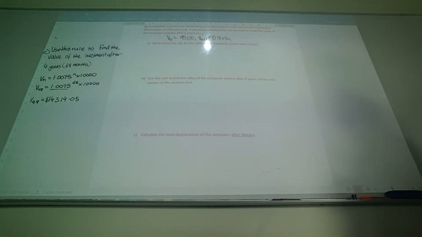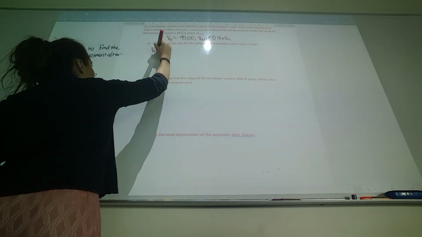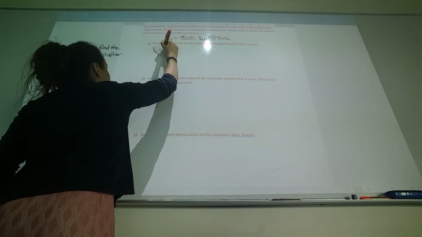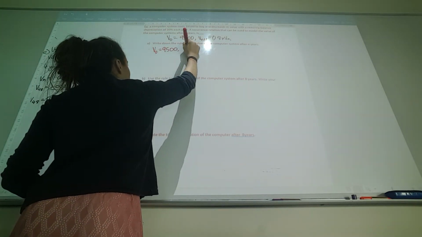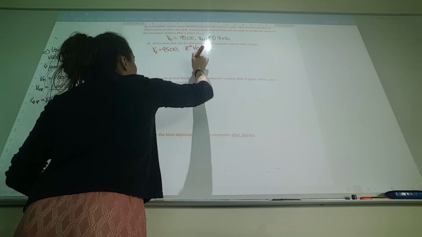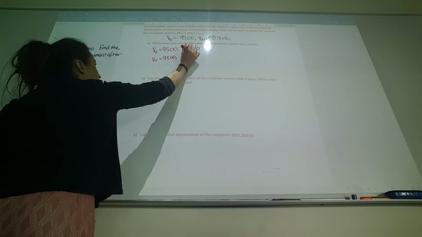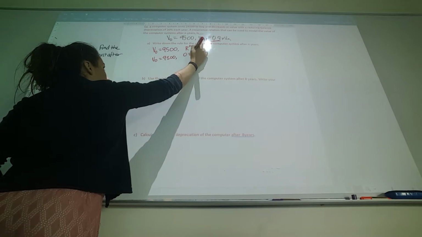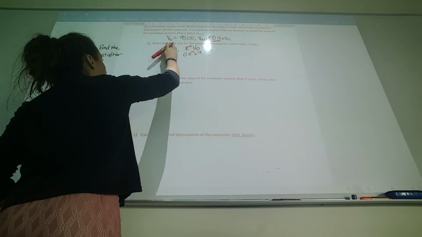Okay, write down the rule for the value of the computer system after n years. So, doesn't matter whether we're going up or down, we should be using the same rule. So our R for this one we've been given here. So it should be 0.8 to the power n times our, oh hang on, we don't need that if it's a rule, do we? Oh my goodness, Friday brain.